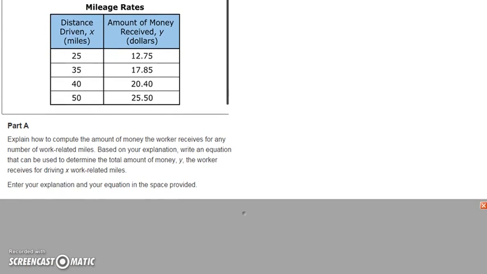So the first part says, explain how to compute the amount of money the worker receives for any number of work-related miles. Based on your explanation, write an equation that can be used to determine the total amount of money, y, the worker receives for driving x work-related miles. Enter your explanation and the equation in the space provided below.